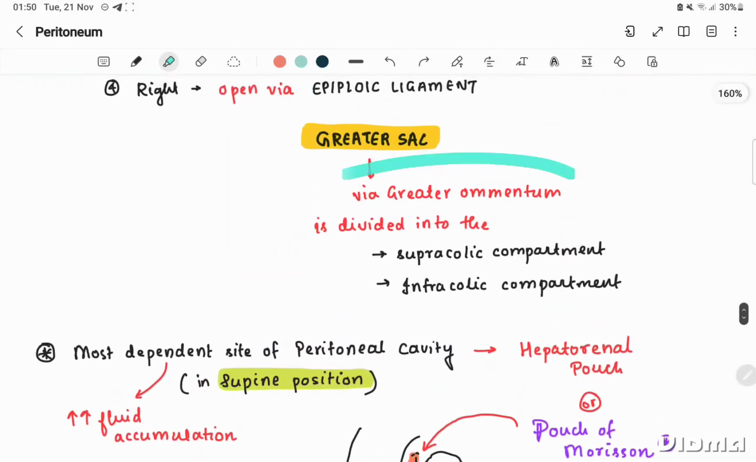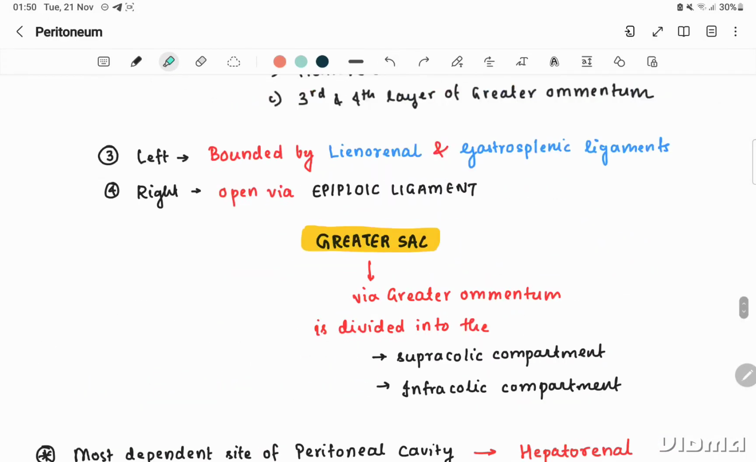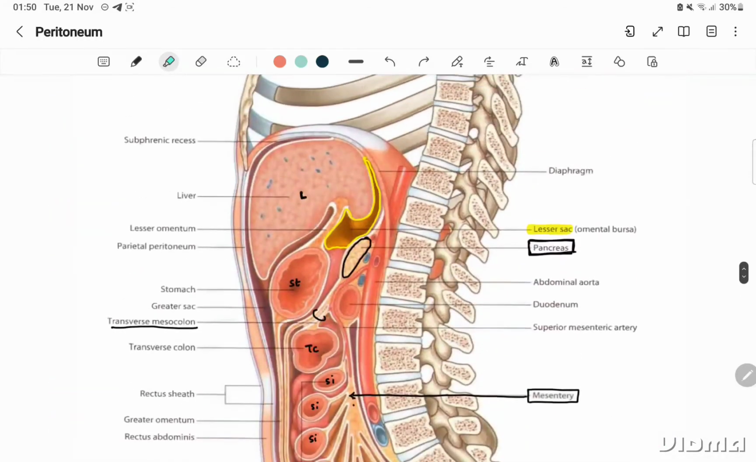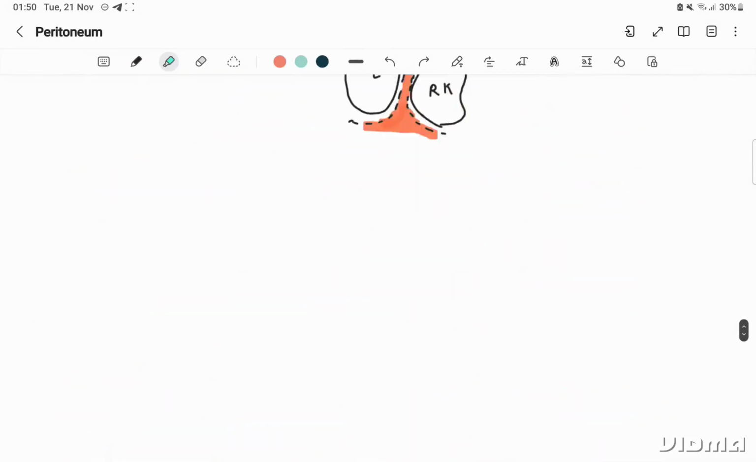Let's discuss the greater sac. The greater sac, via the greater omentum, is divided into the supracolic compartment and the infracolic compartment. So the greater sac has a supracolic and an infracolic part, which is not shown here.